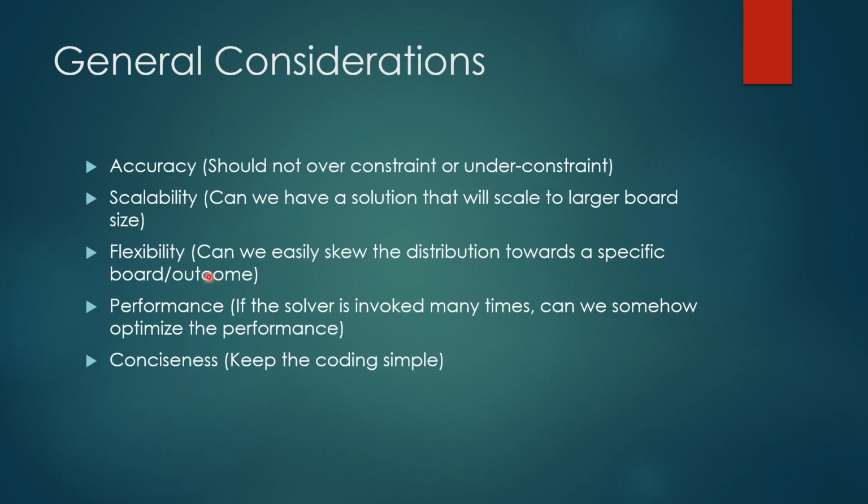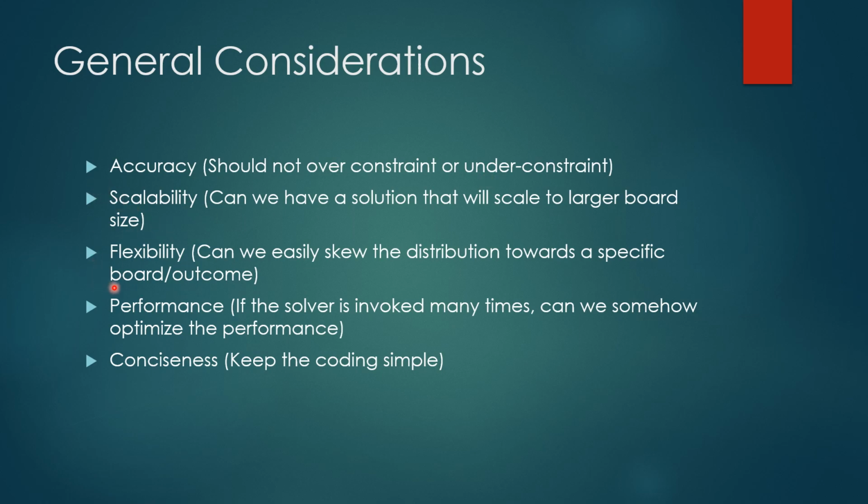Before we get into the solution, let me mention that there are different ways of solving the problem. In any solution, accuracy is of prime importance. What that means is that in order to generate legal boards, we should not over-constrain. In that case, it will generate only legal boards, but it will miss out on some legal boards, and that is not good. Similarly, under-constraining is not good, which is generating illegal boards.